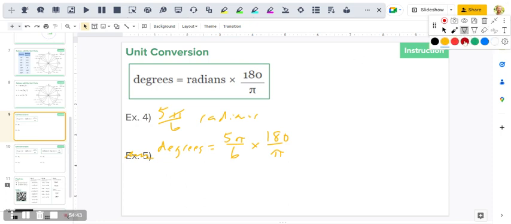But as we work through this, the first thing that's cool that we can see is that pi shows up on top and bottom of our fraction. So we can cross out pi as they'll cancel each other out. And then we're just plugging stuff into our calculator. We have degrees is going to be equal to 5 times 180 divided by 6. If we punch that into our calculator, we'll get 5 times 180, divide that by 6, and we'll get 150 degrees. And we'll want to make sure we denote that with that little degree symbol up top.